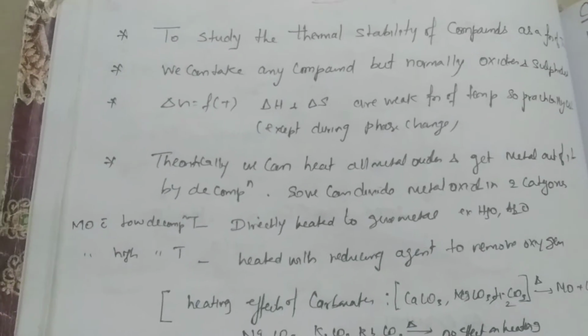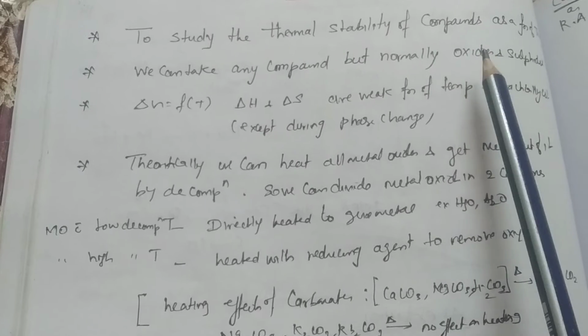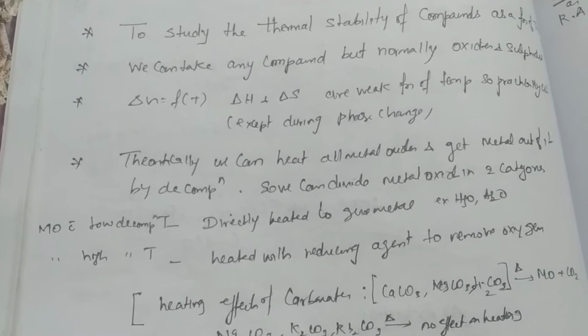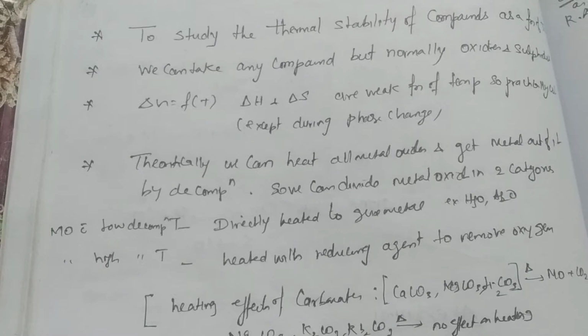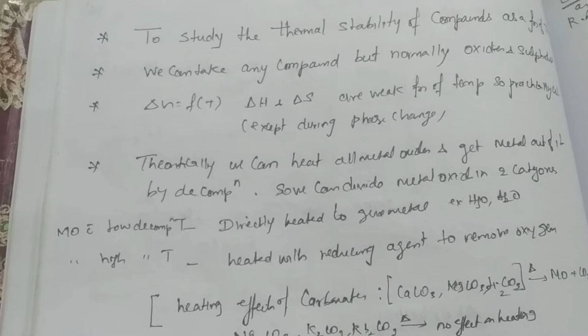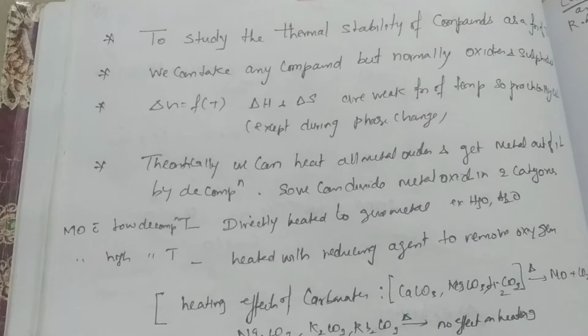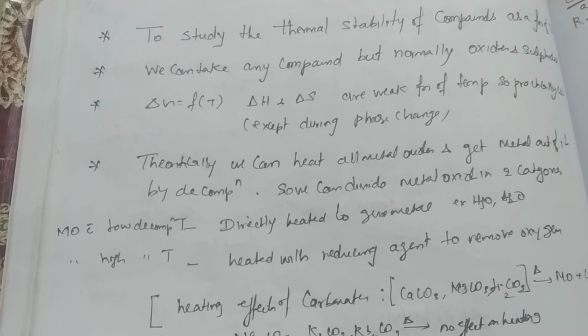If you want to study the thermal stability of compounds as a function of temperature, we can take any compound, but normally we use oxides and sulfides because we know that in metallurgy, sulfide ores are roasted to get oxides and carbonate ores are calcined to get oxides. So from these oxides you have to take the metal.